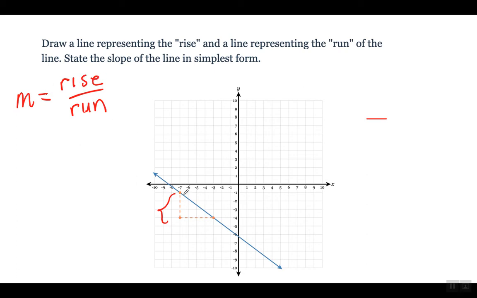So the rise here, it goes from -4 to -1, so it's 3. And the run, it goes from -3 to -7, which is 4. All right, so it's going to be -3 over 4.